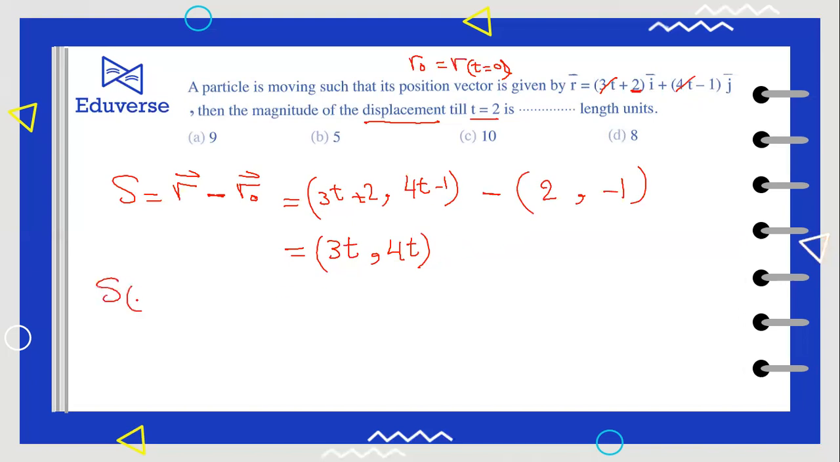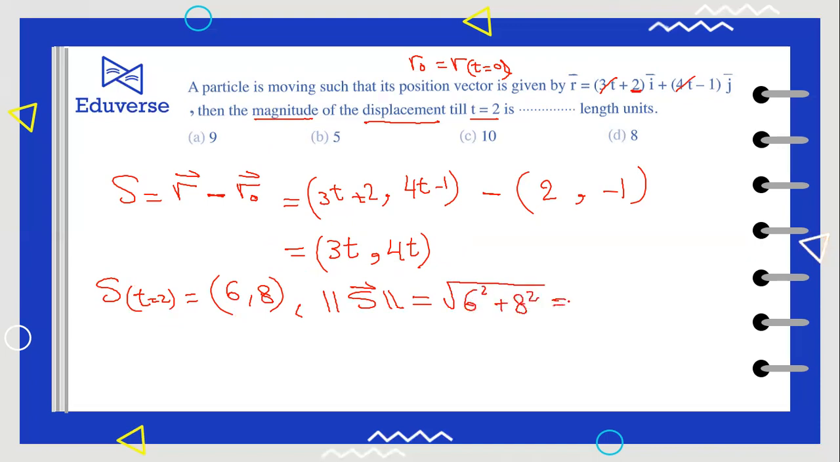Okay, the displacement at time equal to 2: put t equal to 2, 3 times 2 will be 6, and 4 times 2 will be 8. That's the vector of displacement. I want the magnitude of displacement, not the vector. How can I find the magnitude? Root of the first projection squared plus the second projection squared equals 10 length units. The result is 10 length units.